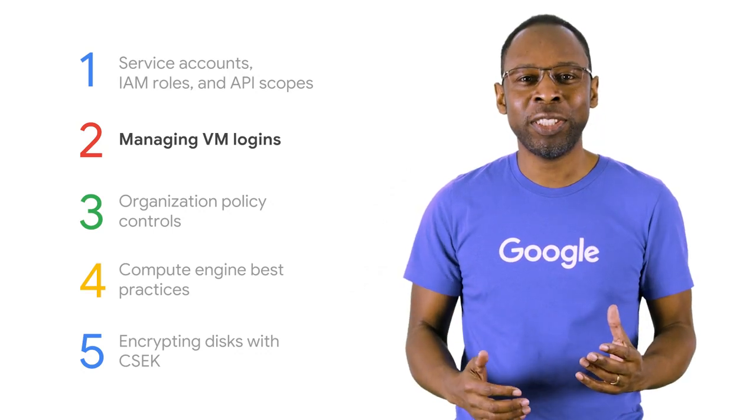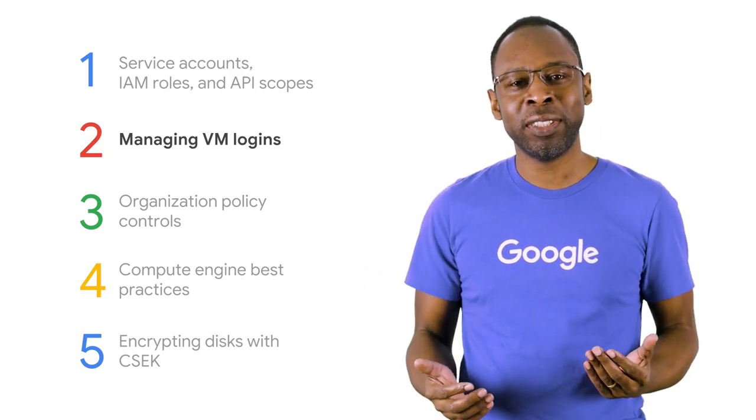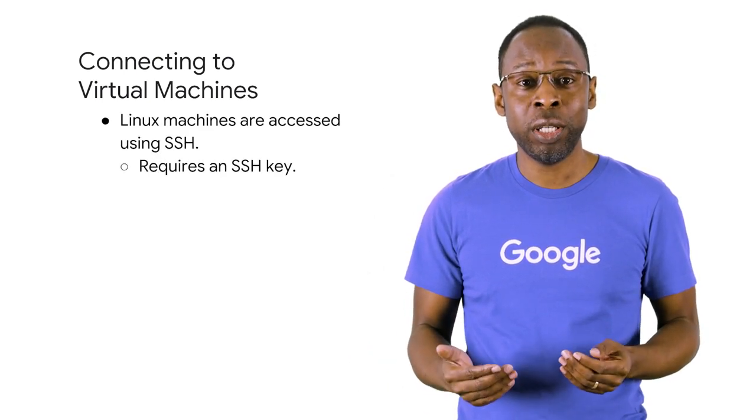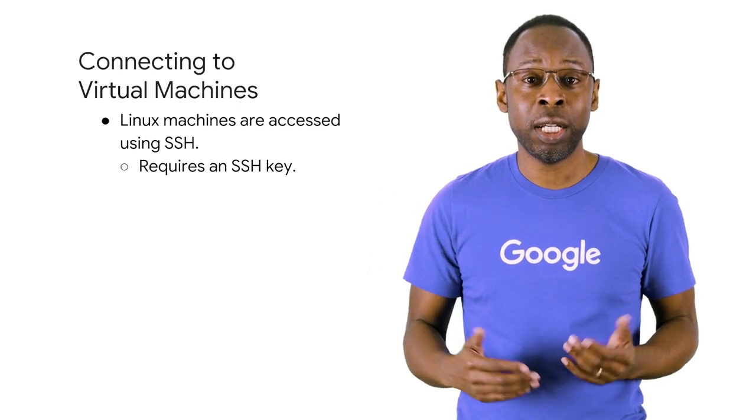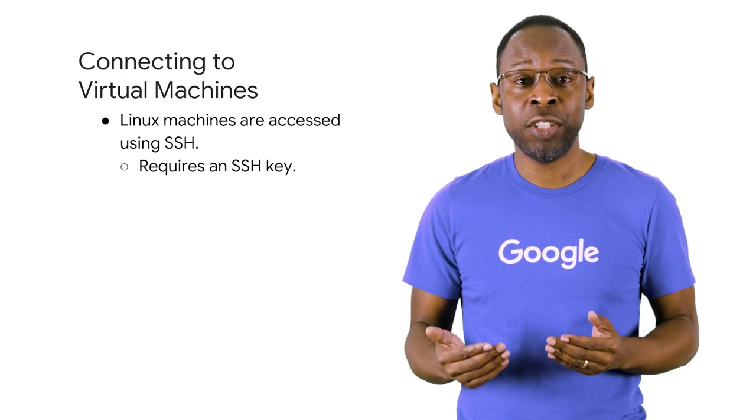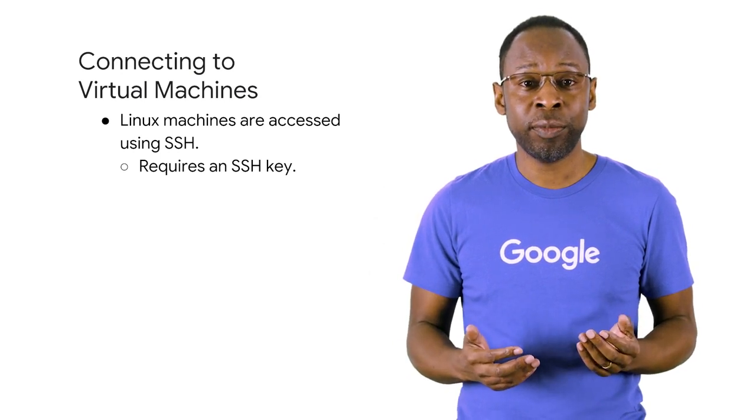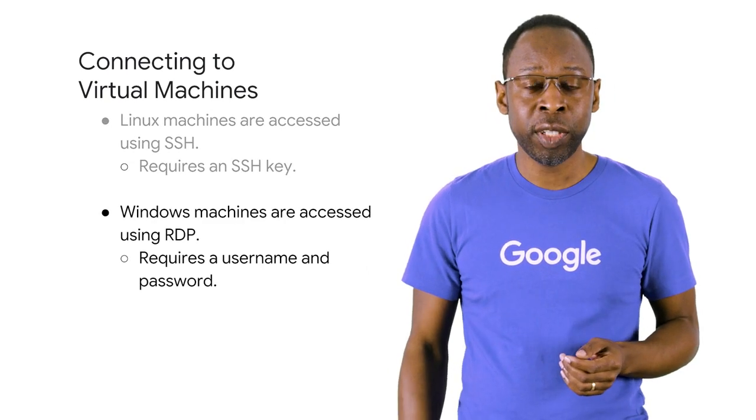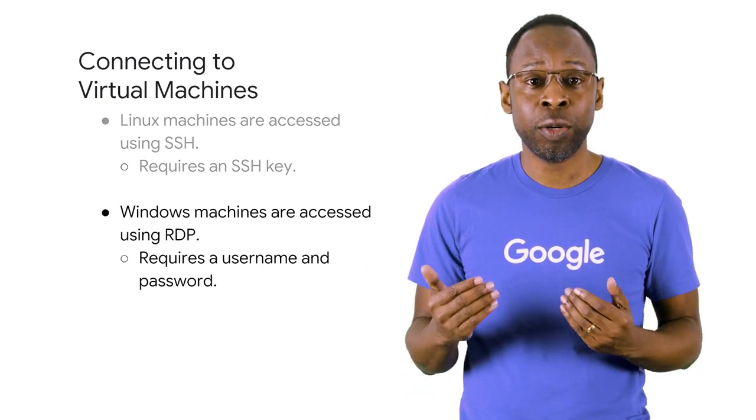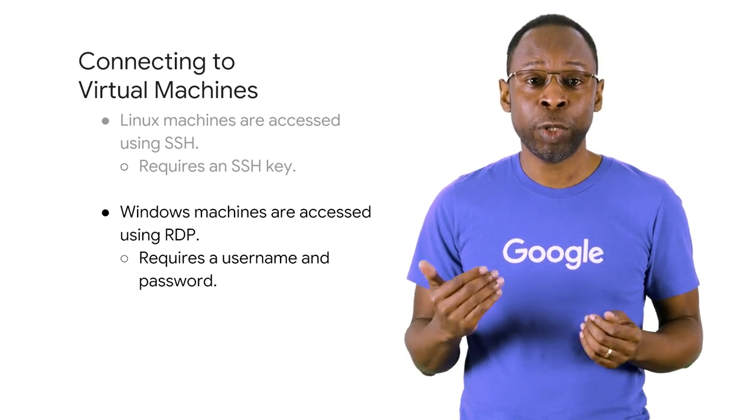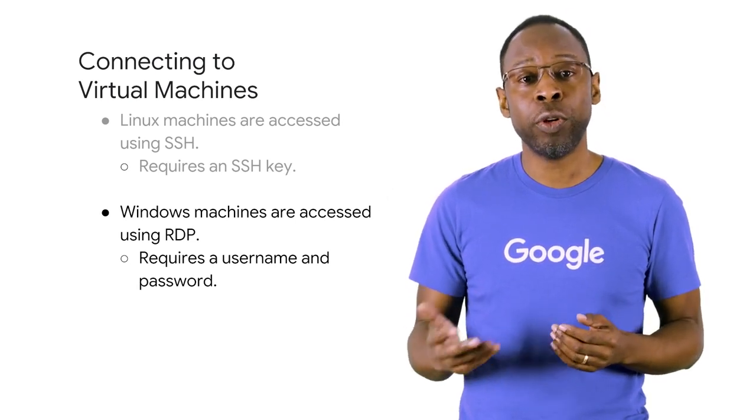In this section, we will discuss various options for logging into VMs. Connecting to virtual machines in the cloud is generally very easy. By default, Linux instances on GCP are accessed via secure shell, i.e. SSH, and require a username and an SSH key for authentication. Password authentication is disabled by default. Windows instances are accessed with Remote Desktop Protocol, or RDP, and require a username and password to authenticate.